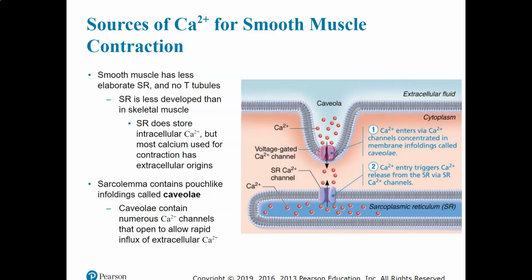In order to allow large amounts of calcium to enter into the cell quickly, they have these pocket-like protrusions on their cell membrane, these infoldings called caveolae, that are going to have calcium channels on them. That's going to allow calcium to enter into the cell, again, through these voltage-gated calcium channels, rather than releasing most of the calcium from the sarcoplasmic reticulum.